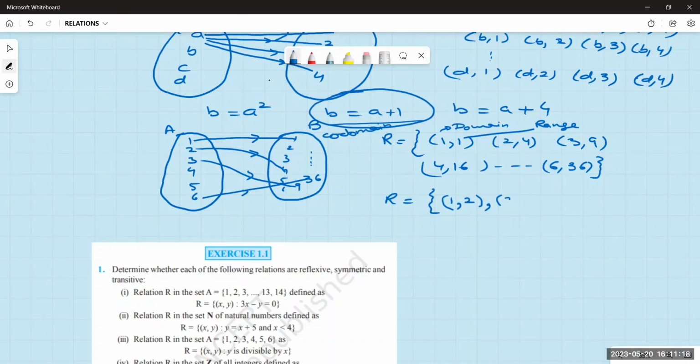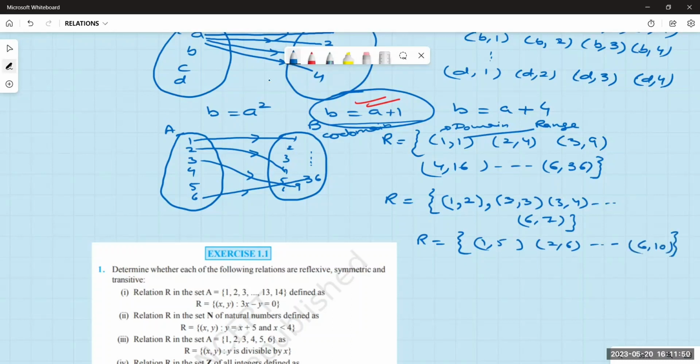Yeah. I'm talking about this relation. This one. B is equal to A plus 1. So what will be the relation now? (2,3), (3,4), and so on. (6,7). Yes. Right? And if I take B is equal to A plus 4, then R will be (1,5), (2,6). Last will be (6,10), right now?